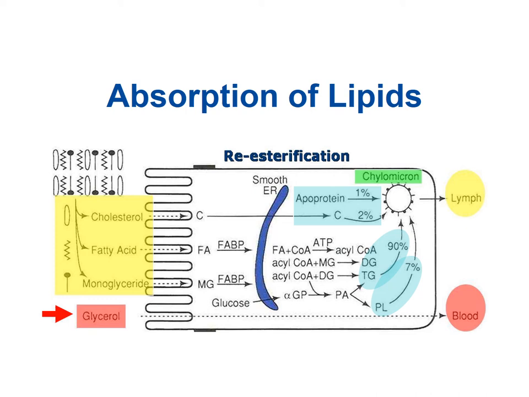The cholesterol, the fatty acids, and the monoglycerides are basically attached or grabbed by fatty acid binding proteins, FABP. Cholesterol gets into the inside of the enterocyte by simple diffusion. It does not need a carrier. Only fatty acids and monoglycerides need carriers, FABP, fatty acid binding proteins.